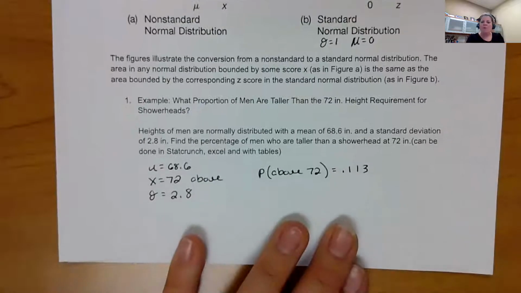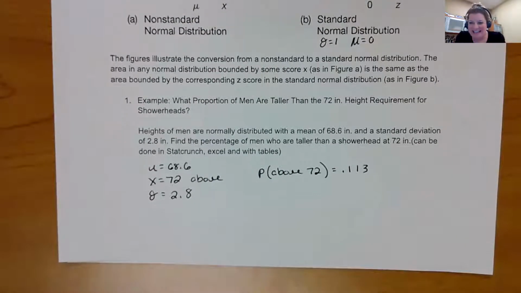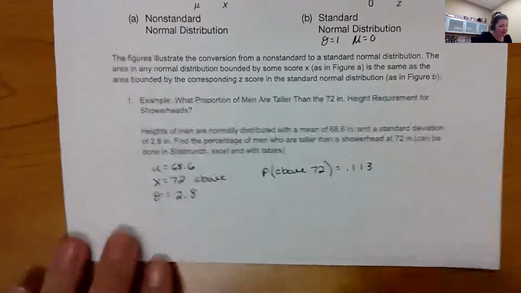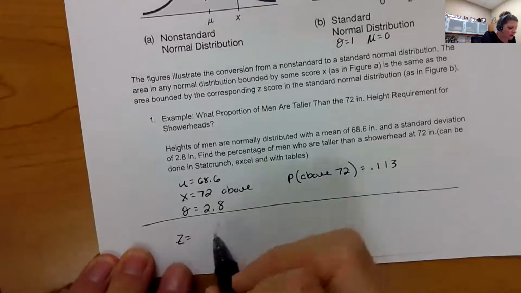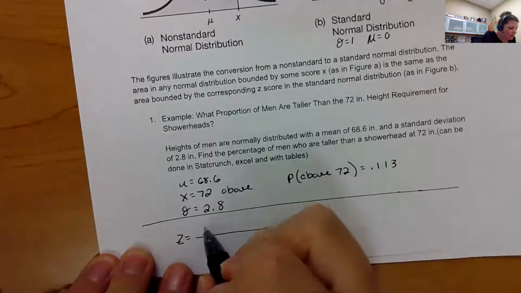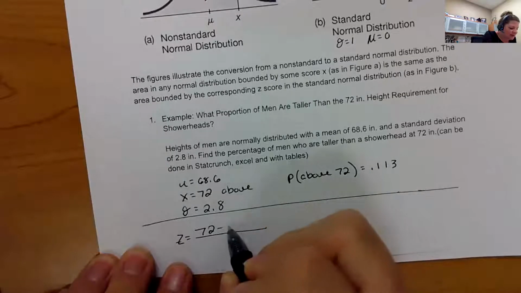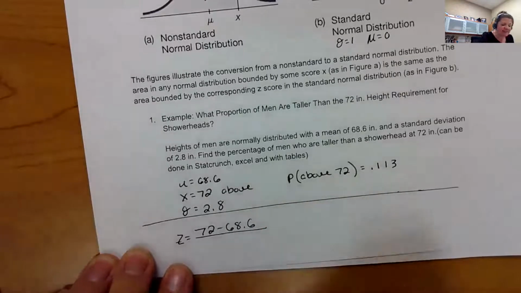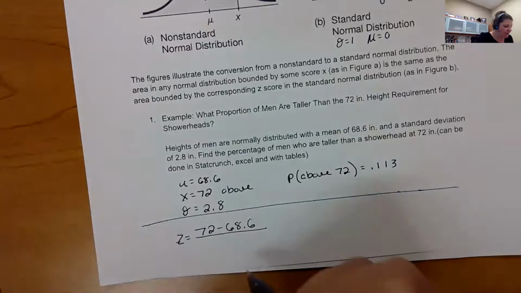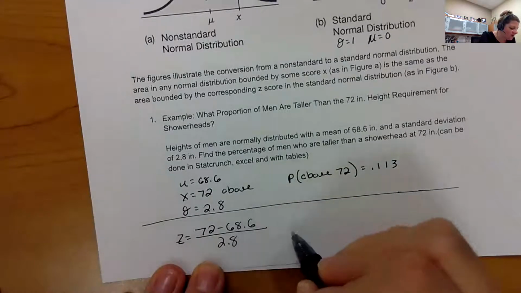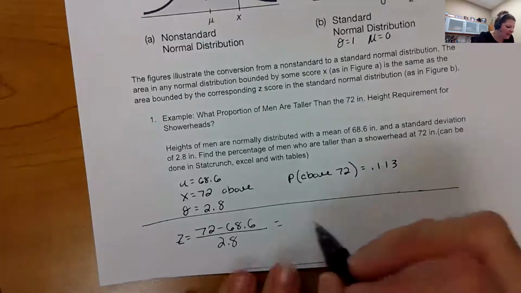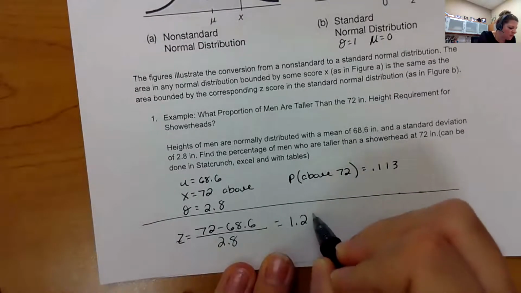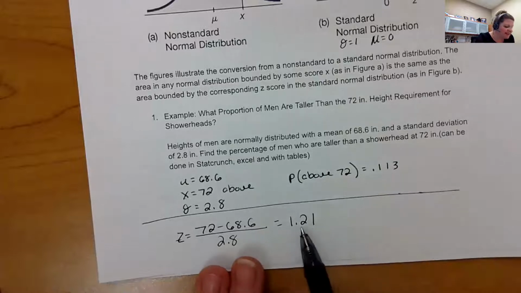Another way to solve the exact same problem is to standardize it. What I mean by that is I'm going to find the z-score. The z-score is where you take your value, which was 72, subtract off 68.6, the mean, divide by the standard deviation, and if I calculate that out, I get 1.21. So this is my z-score.